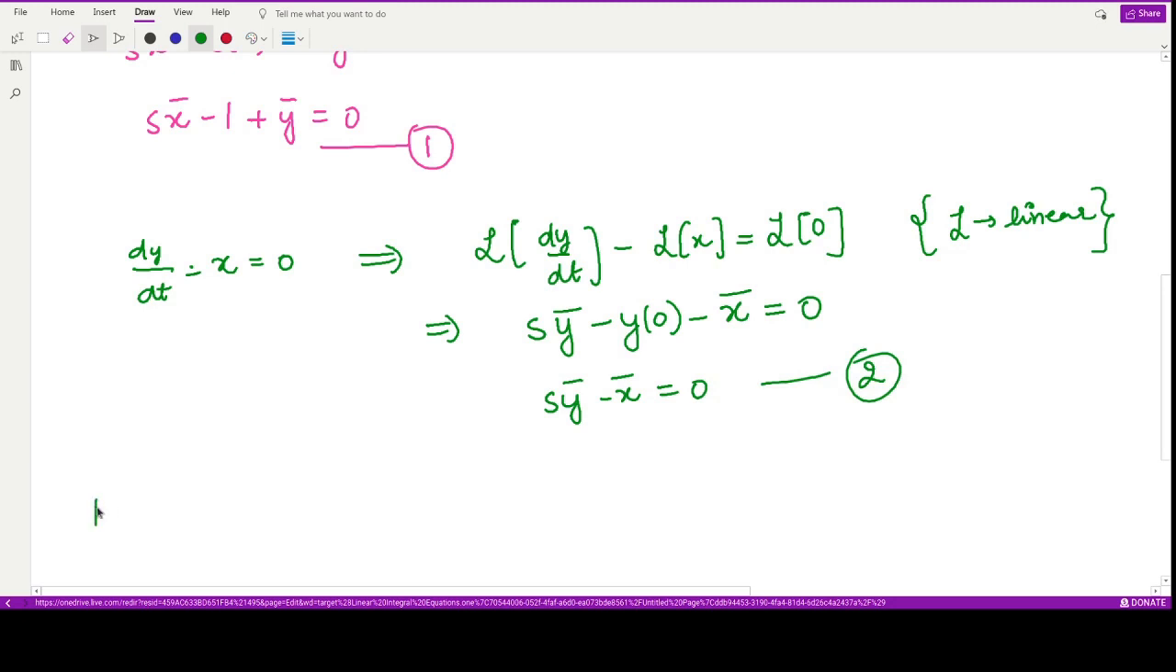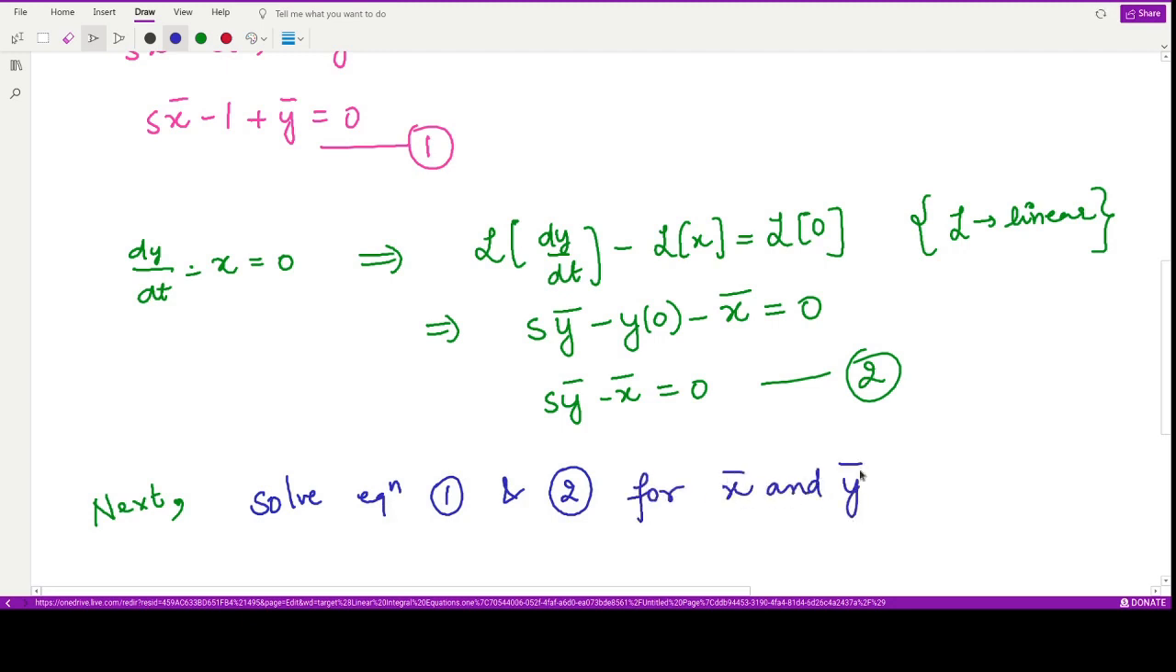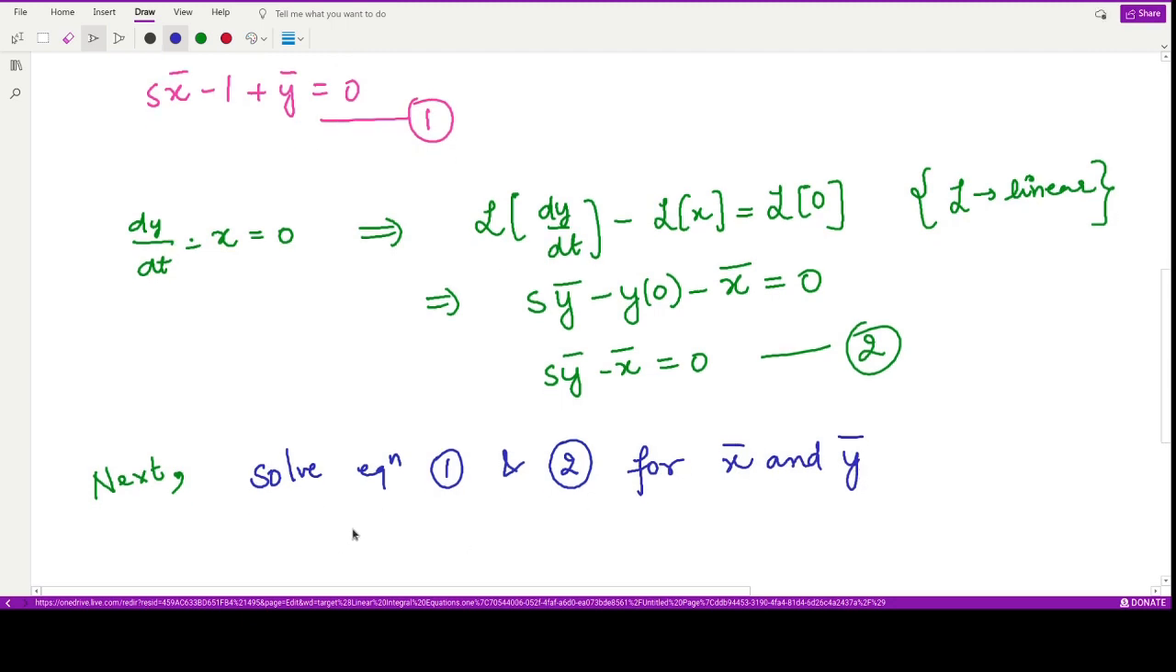Now the next step is to solve equation 1 and equation 2 for y bar and x bar. That means you have to calculate the values of y bar and x bar. From equation 2, you can see your x bar is equal to s y bar. So using the method of substitution, we can put x bar in equation number 1.